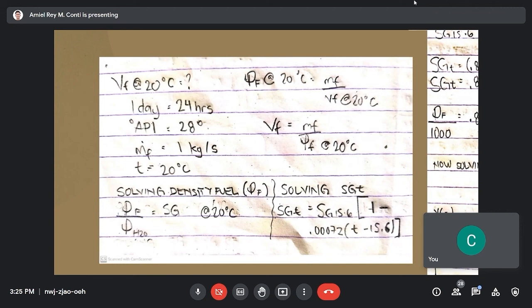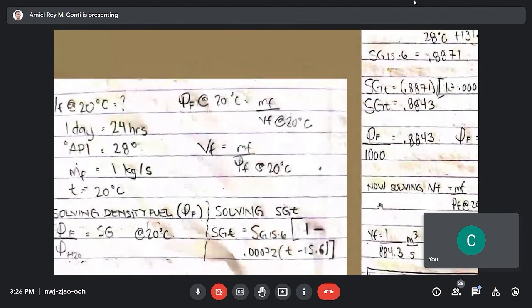Density ng fuel, meron din siyang formula, which is yung specific gravity. Specific gravity is equals to the density of the substance over the density of water. Sa case na yan, ang hinahanap is yung density ng fuel at 20 degrees Celsius. So kanina, may diniscuss na SG sub 15.6 degrees Celsius. Ang meaning niya is yung specific gravity ng fuel na yung temperature, yung 15.6, ayun yung temperature kung saan siya initially nabili. So, yun yung baseline na temperature.